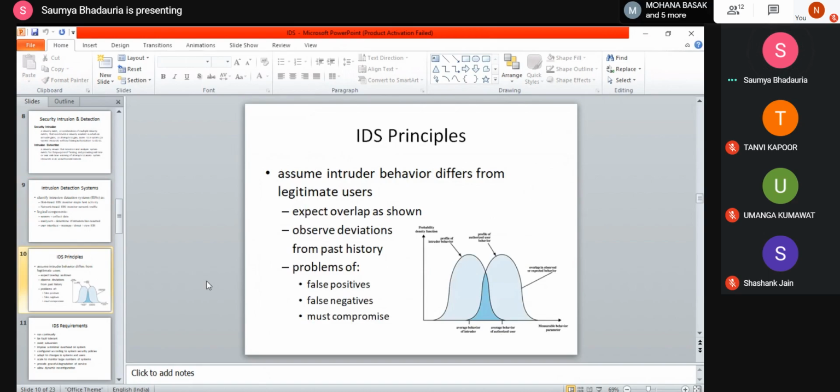Now, whenever we are categorizing any user as an intruder, we are identifying their behavior. I guess everybody remembers we discussed false positives and false negative cases. What happens in a false positive? Can anybody summarize it?